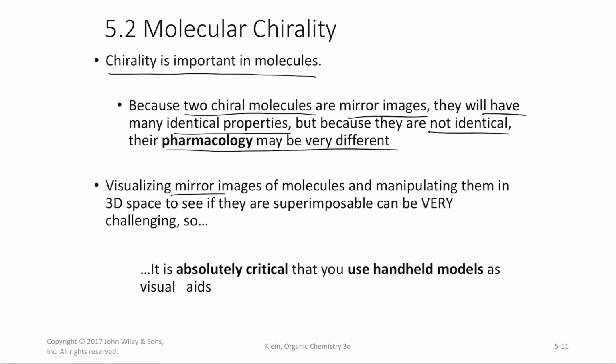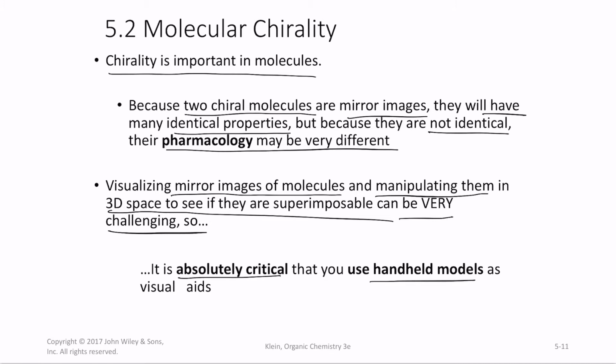Visualizing these mirror images of molecules and manipulating them in three-dimensional space to see if they are superimposable can be very challenging. So I would recommend using handheld models. Try buying organic chemistry molecular kits. That would help as a visual aid. I will show you a website that can do that as well, but try to do it with a handheld model so that you can understand it easily.